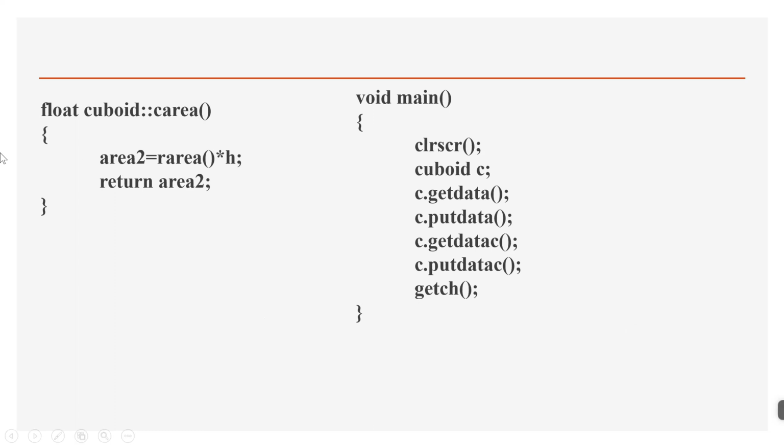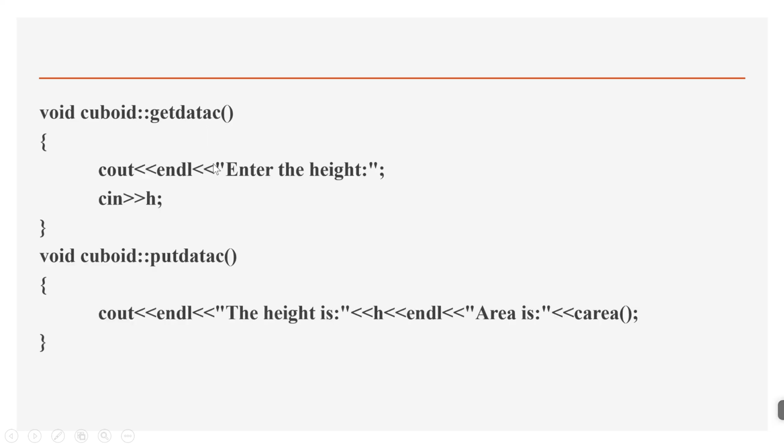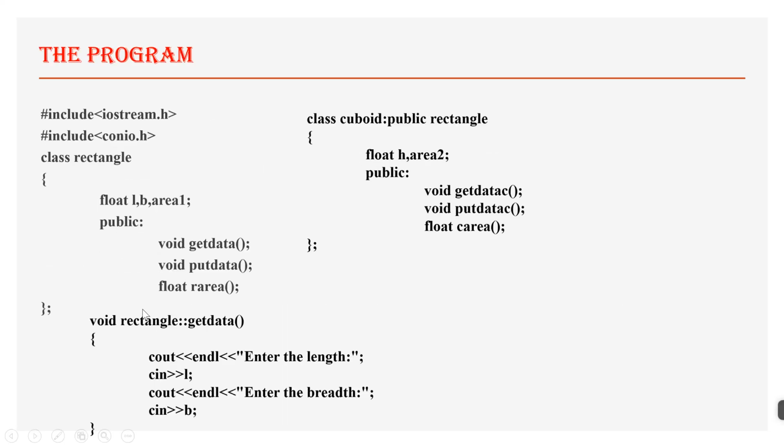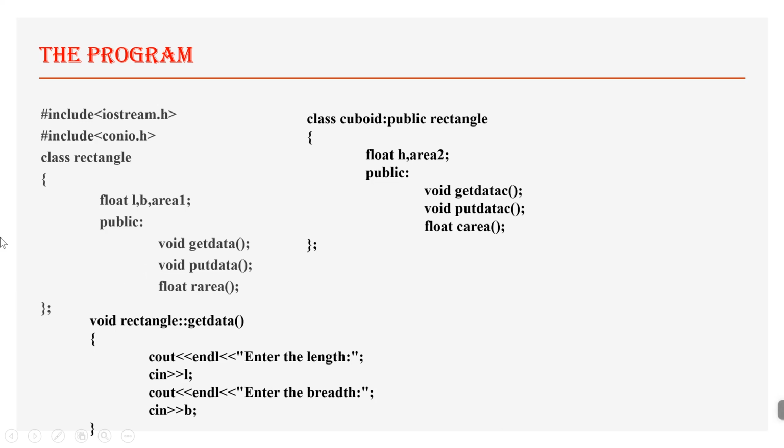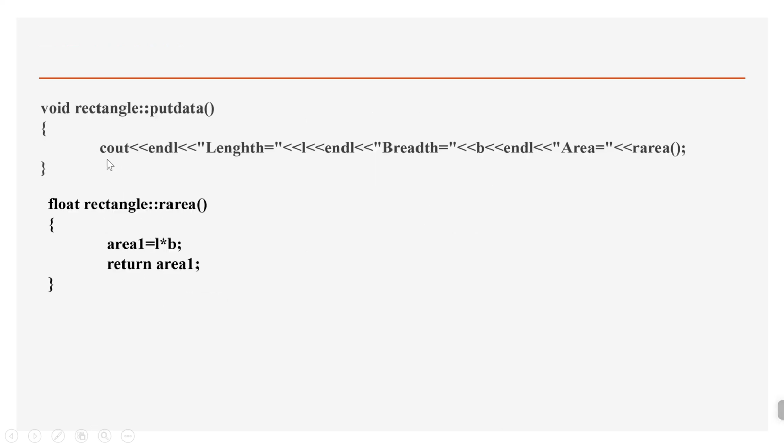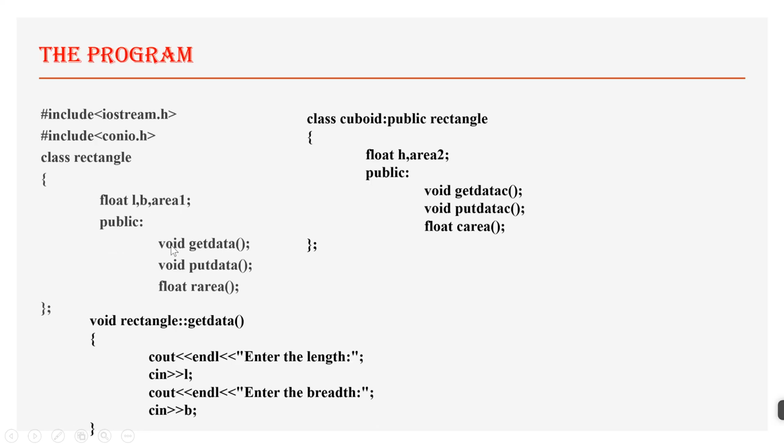inheritance? So, when I define C area, area 2 is equal to R area. What is R area? R area is a function which is defined here to find the area of a rectangle. Look at here. R area is a public function defined inside the base class which will multiply L and B. What are L and B? L and B are the data elements of the base class.